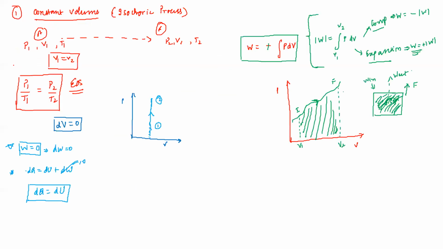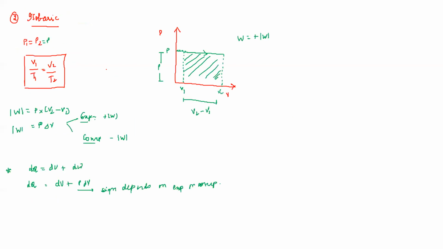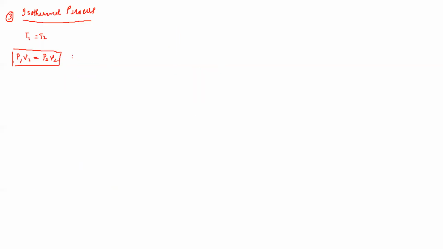And in these processes, remember, as I'm saying, P1 by T1 is equal to P2 by T2. That actually means that P by T is constant. Let's call it a constant K. Okay, so P by T is constant. Over here, it is V by T is constant. So over here, we'll have P into V is constant. So this is my equation of state for an isothermal process.